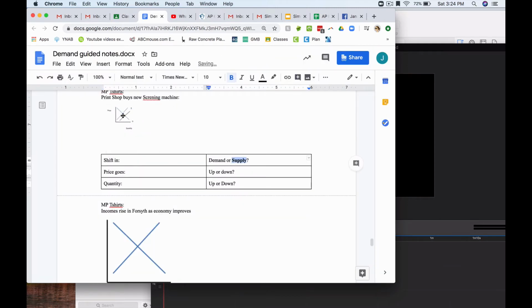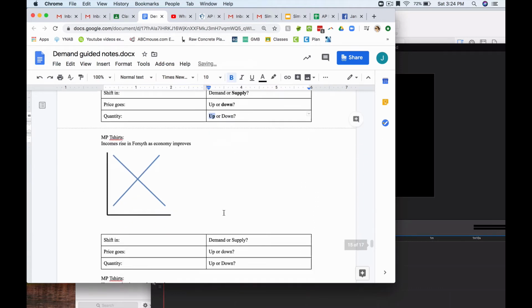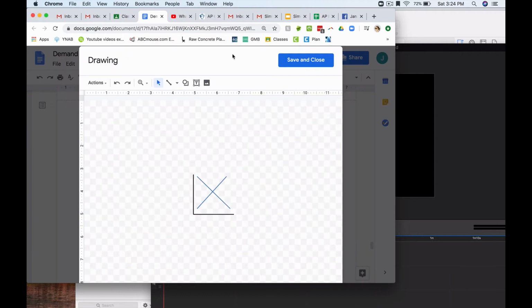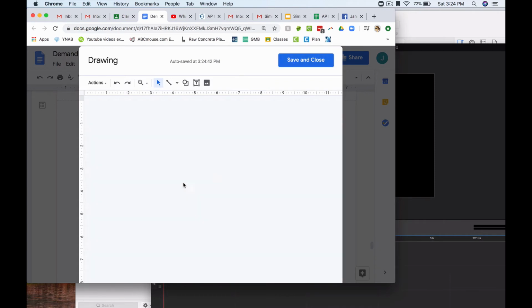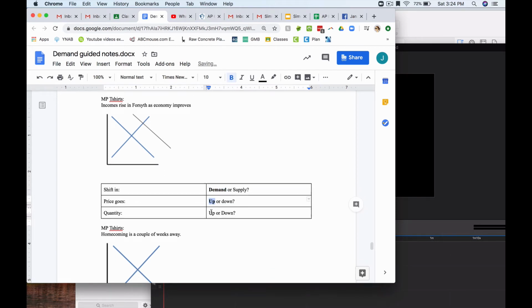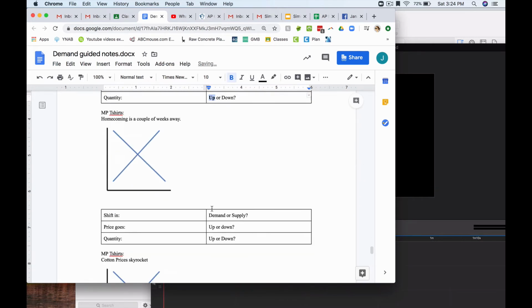And price, then, if you look at your graph, we're going downward on the price axis. So price is going to go down and quantity is going to go up. And then here, I don't mind if you shorthand from here on out. Incomes rise in Forsyth. If incomes rise, then that is one of our determinants of demand. People are going to buy more things with more money. So you'll show the shift in demand here on the demand curve. That means we're going to have a shift in demand. Price is going to go up. Quantity is going to go up.